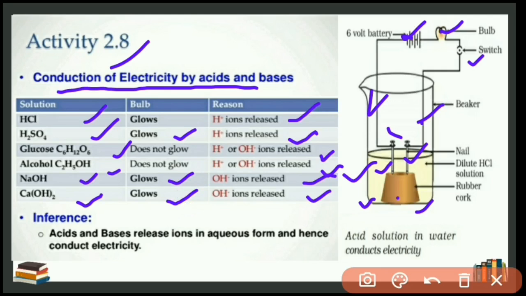So the inference is: acids and bases release ions in aqueous solution and hence conduct electricity by the movement of ions.